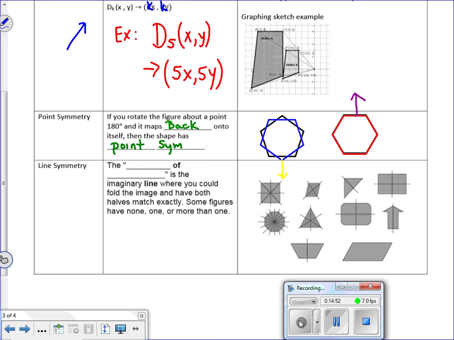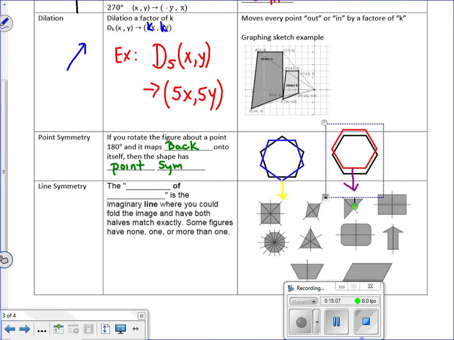All right, let's take a look at this hexagon. If I take this hexagon and rotate it 180 degrees, right? Bring this down. Okay, I have to readjust it because of the way my smart board technology rotates. All right, so as you can see, it rotates right back onto itself. So that is an example of something that has point symmetry.